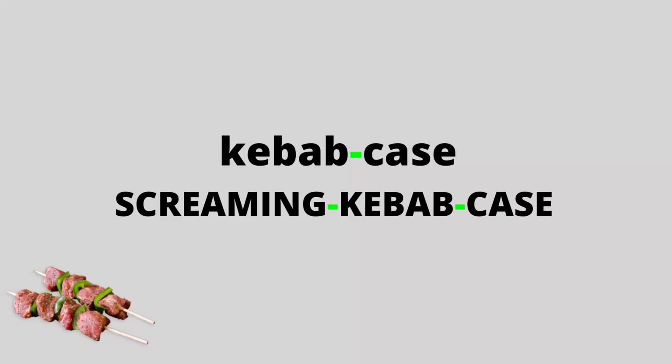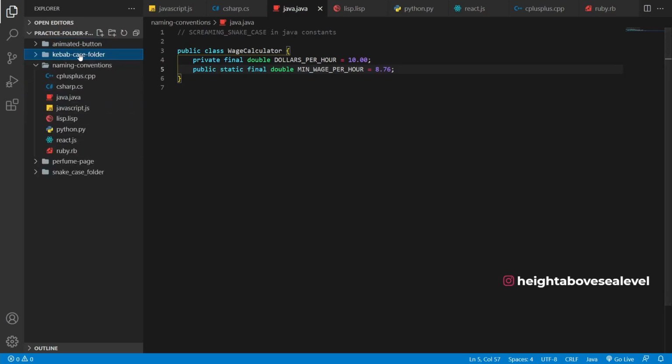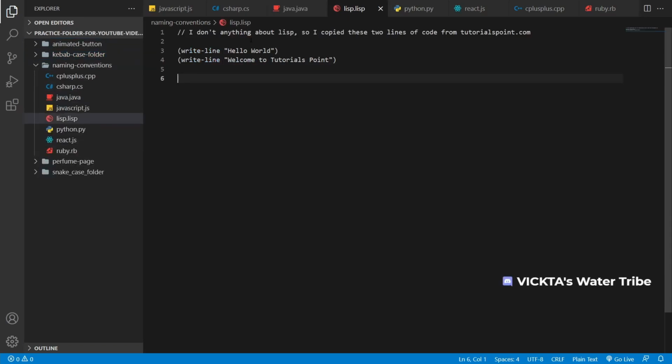Finally, we have kebab case. Kebab case is the same as snake case except instead of using an underscore to separate words, you use a dash. Again, the words are all in one case and it's referred to as screaming kebab when only uppercase letters are used. It's also commonly used when naming files and folders. Using kebab case could potentially cause some confusion since the dash might be interpreted to be a minus sign, so just be a bit careful about that.